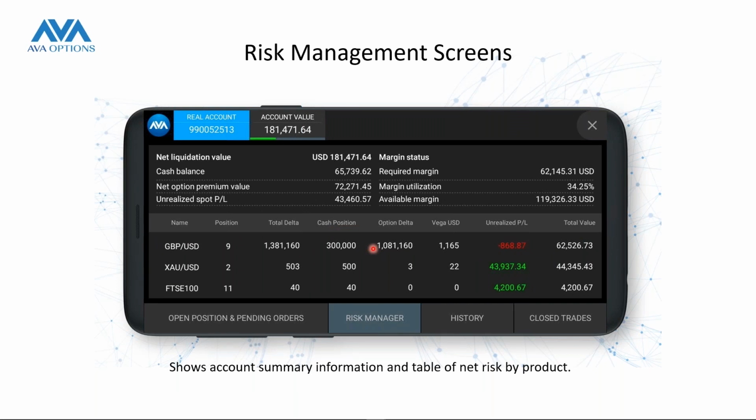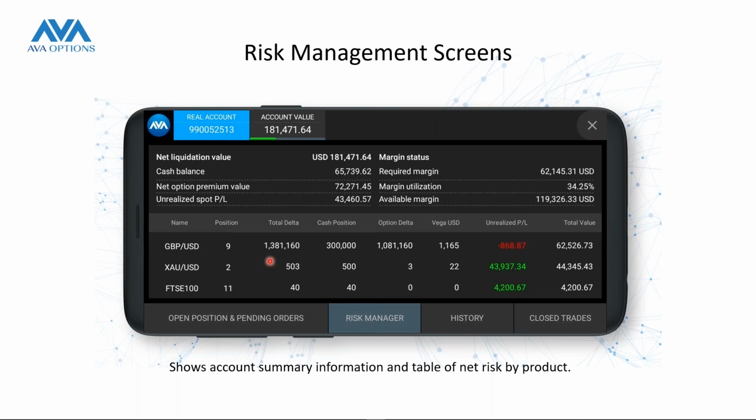And here's the numbers behind them for this particular account that I took a snapshot of. I don't know when this was, but this account was long a total delta of 1.38 million pound against the dollar, which was made up of 300,000 spot, or the underlying, owning the pound against the dollar. So I bought 300,000 sterling dollar. And I'm long a whole bunch of options, which have a net delta of 1.08 million. And it adds up to a total delta of 1.38 million.